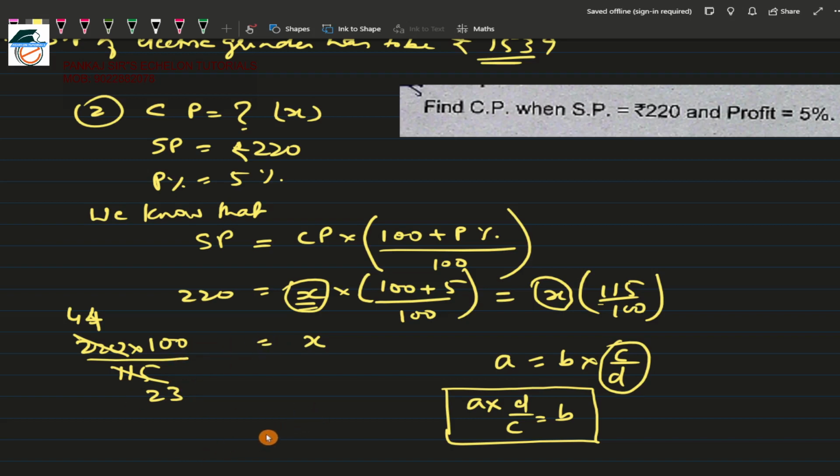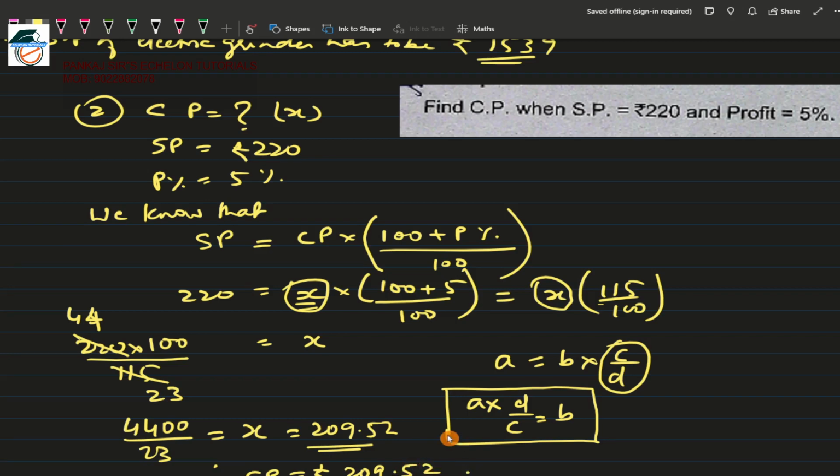So your X will be equal to 4400 divided by 23. Now if you work out this 44 divided by 23, you should get the answer as 209.52. Therefore the cost price will be equal to rupees 209.52. Fine. That's regarding the second question.